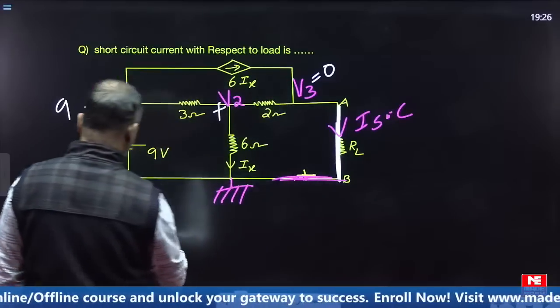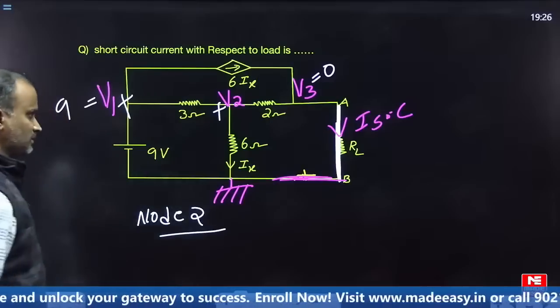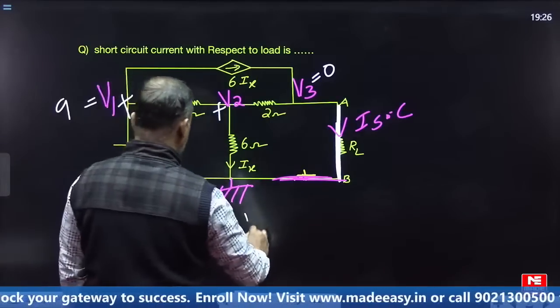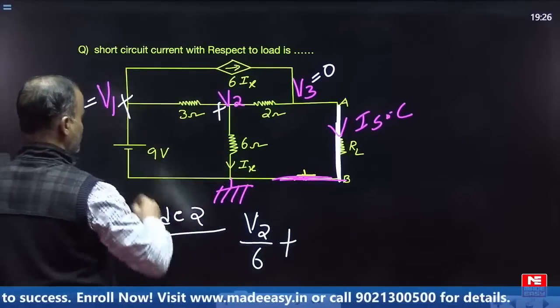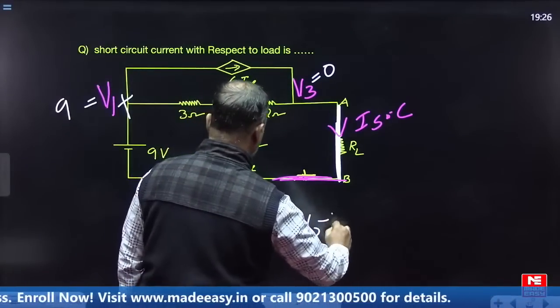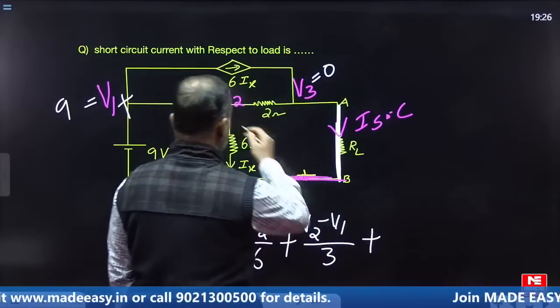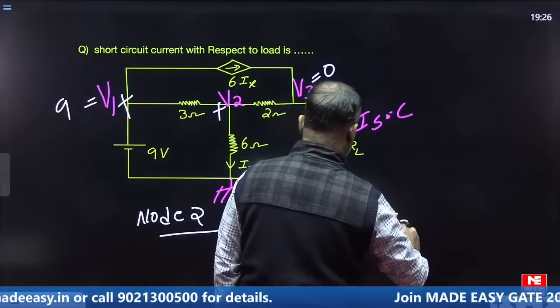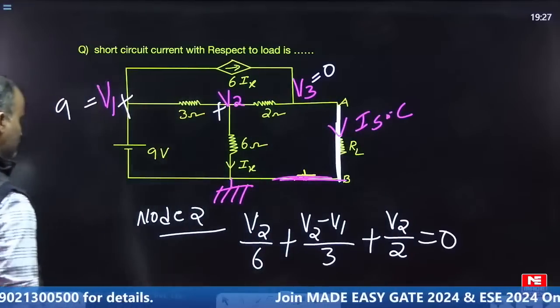Then for node 2, can you write the respective equation? Can you develop the equation? Look how we can write it: V2 by 6, plus V2 minus V1 by 3, plus V2 by 2, equal to 0. Now simplify it and can you find V2 first?